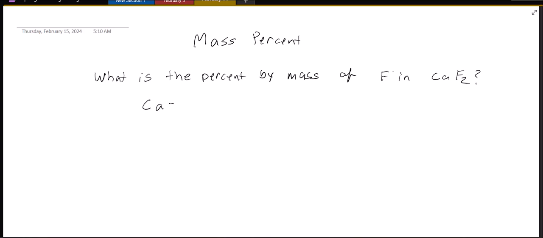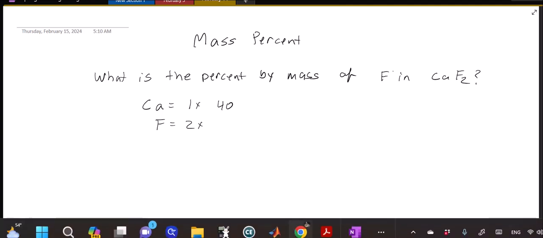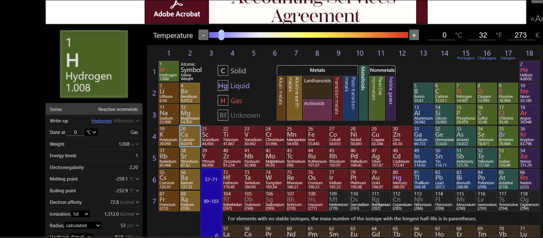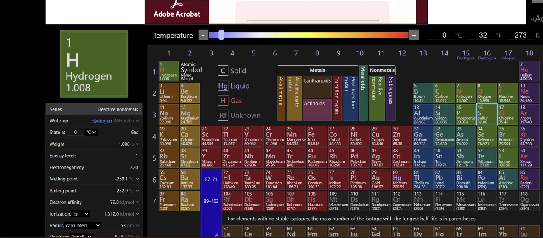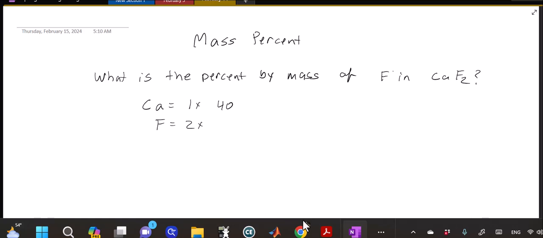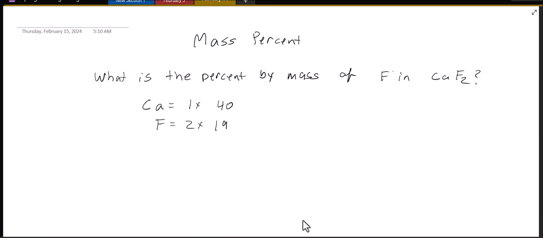So calcium, we have one of those. Fluorine, we have two of those. Calcium, I believe, is 40. And fluorine, as long as we're here, is 19. So 1 times 40 is 40, 2 times 19 is 38, for a total of 78 grams per mole of calcium fluoride.